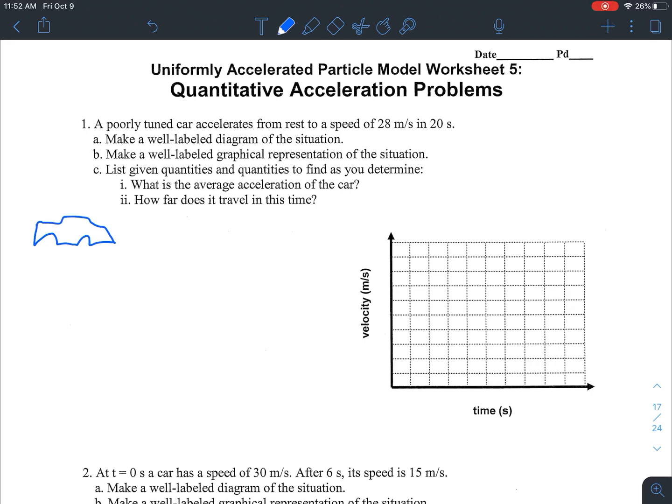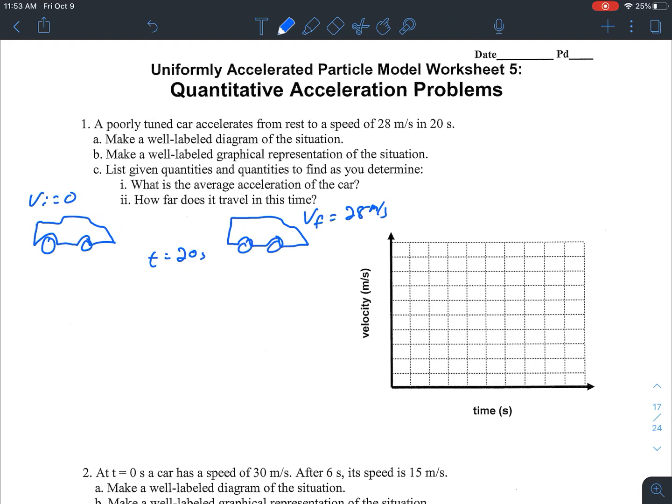Don't make fun of my drawing. So we have our initial position of the car, and then it's going to accelerate. Hopefully it looks like the same car in the end. Feel free to put as much detail as you like. I'm going to have this initial position be 0. Final is 28 meters per second, and it takes us 20 seconds to make that acceleration. If I can put some wheels on that one.